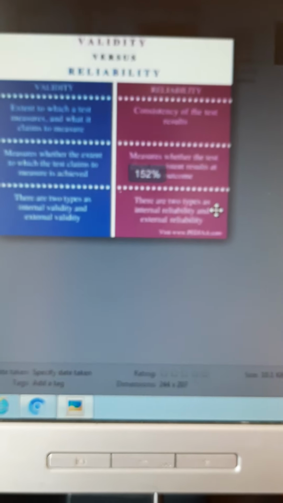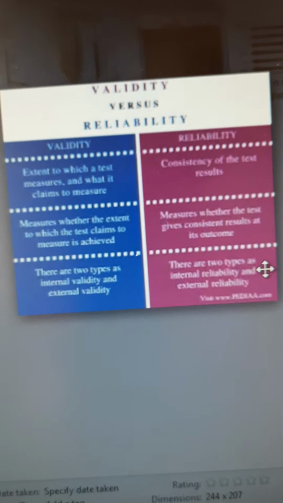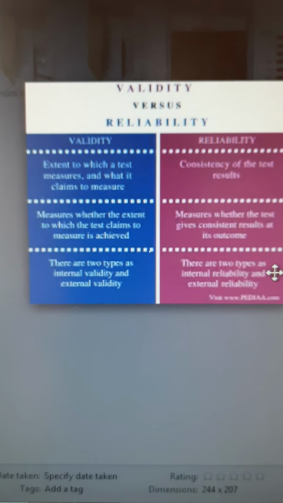Now that you have done your questionnaire, you have to check your questionnaire for reliability and validity. So these are the two terminologies which are very important, and even at PhD level, your questionnaire has to be tested for reliability and validity. Now let us see first what is validity.